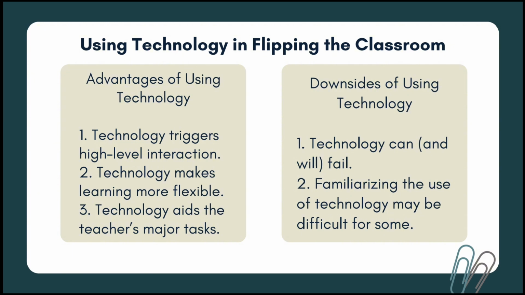downsides of technology. The first one is technology triggers high-level interaction. So when we say high level of interaction, it is where technology in flipping the class allows students to interact, collaborate, provide feedback, and conduct reflections both inside and outside the classroom through various tools and platforms.